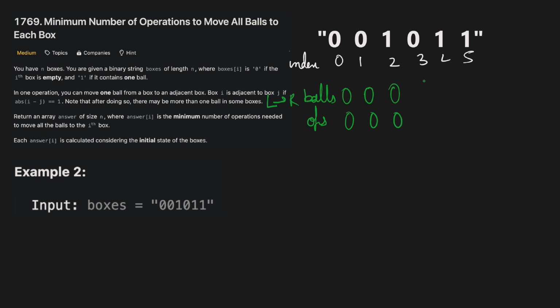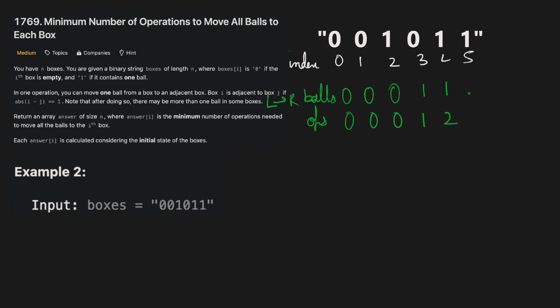Then we come to index 3 and now the number of balls on the left of it is 1. So the number of balls becomes 1 and the number of operations at the previous index was 0. But we do have one ball which we have to move. So the number of operations now becomes 1 as well. Now coming to index 4, the number of balls on the left is 1 and the number of operations till the previous index was 1. So moving this one ball to the right will cost us one operation. So total operations will become 2.